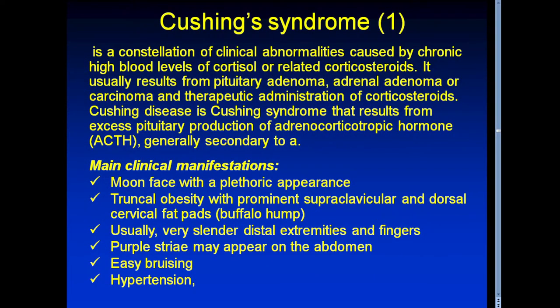Cushing's syndrome is a constellation of clinical abnormalities caused by chronic high blood level of cortisol or related corticosteroids. It usually results from pituitary adenoma, adrenal adenoma or carcinoma, and therapeutic administration of corticosteroids. Cushing disease is Cushing syndrome that results from excess pituitary production of adrenocorticotropic hormone, generally secondary.